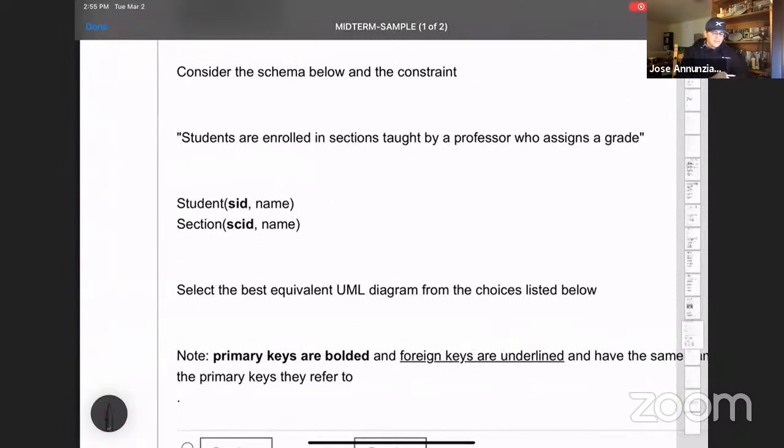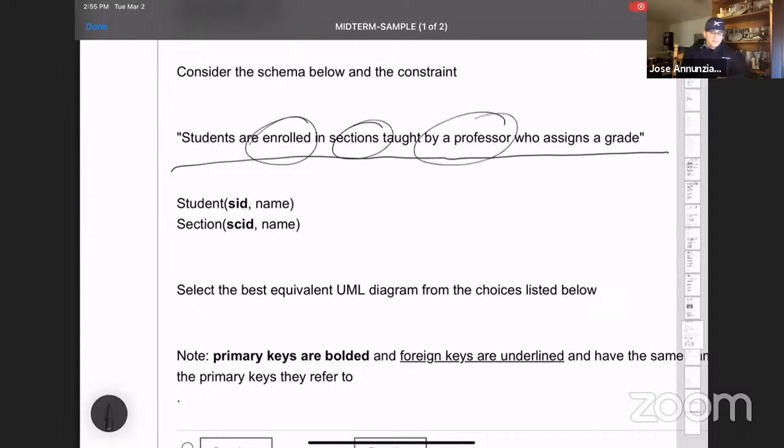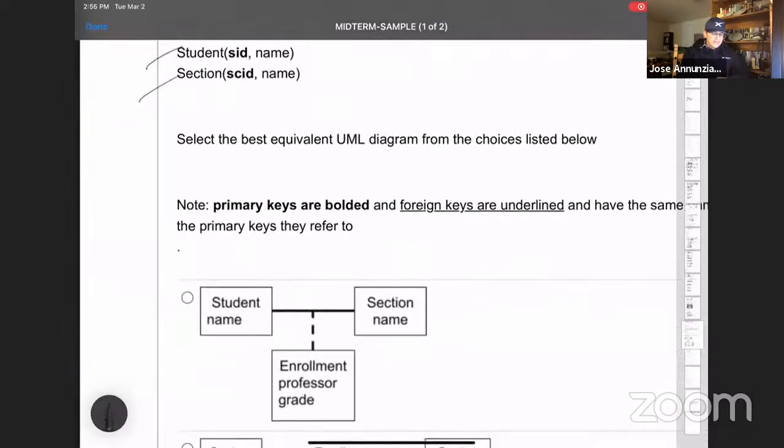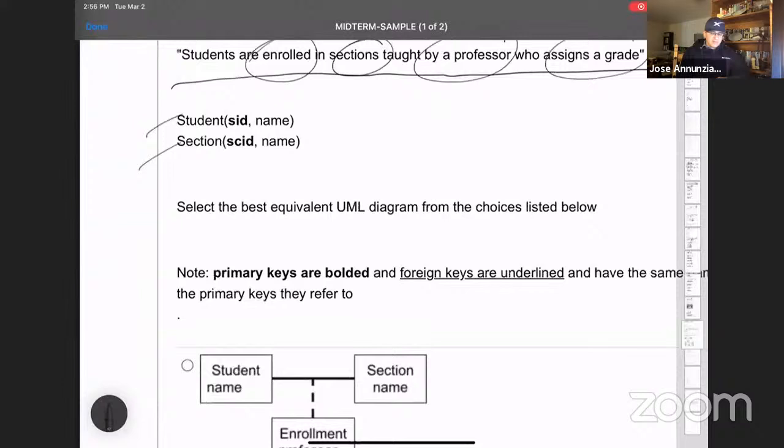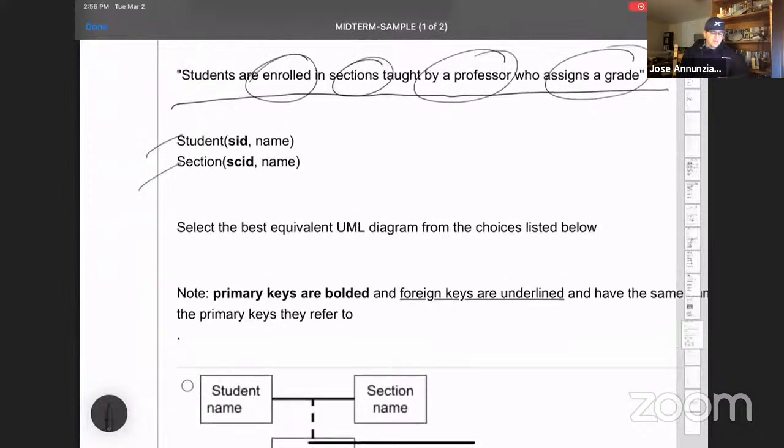It says, consider the schema below. The students are enrolled in sections taught by a professor who assigns a grade. Let's see. So students are enrolled in sections taught by a professor who assigns a grade. And we have the schema students. We have the section. So select the best equivalent UML diagram from the choices listed below.